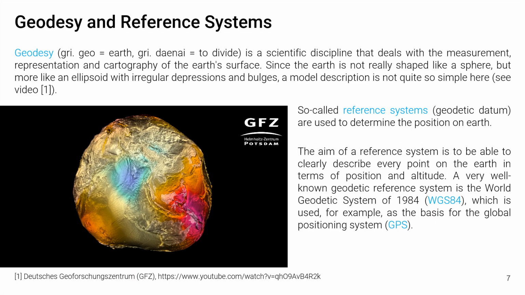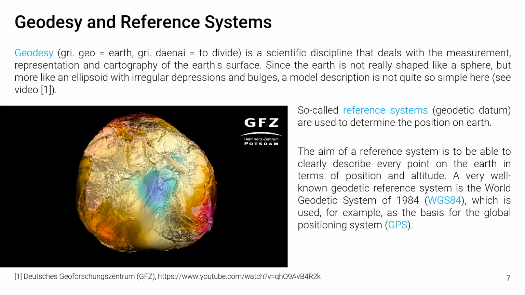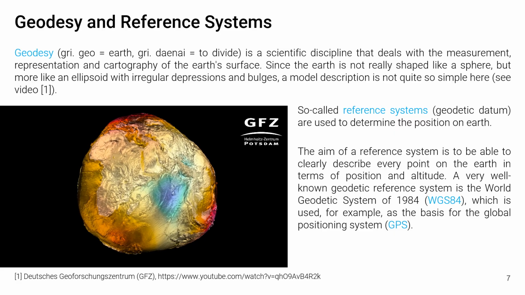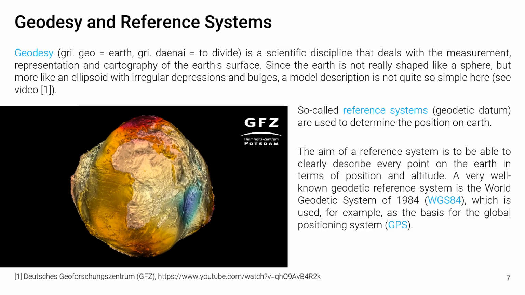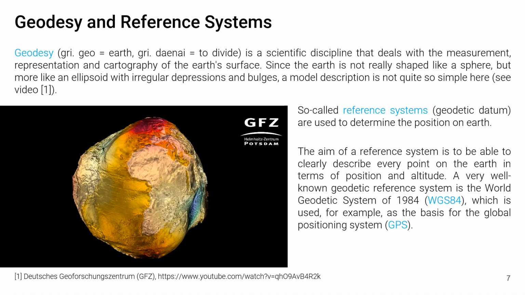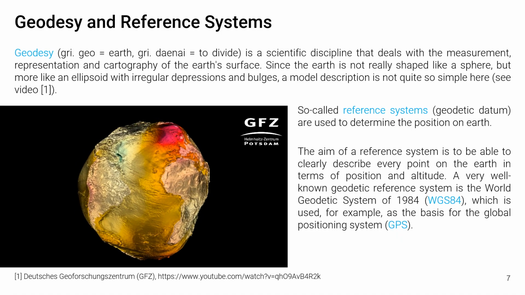Geodesy is a scientific discipline that deals with the measurement, representation, and cartography of the Earth's surface. Since the Earth is not shaped like a sphere, but more like an ellipsoid with irregular depressions and bulges, a model description is not quite so simple here, as you can see in the video.